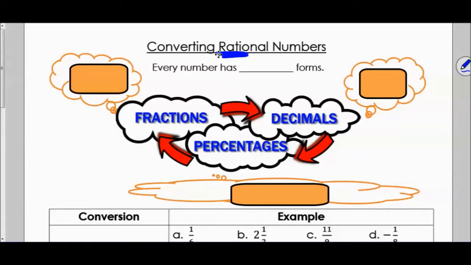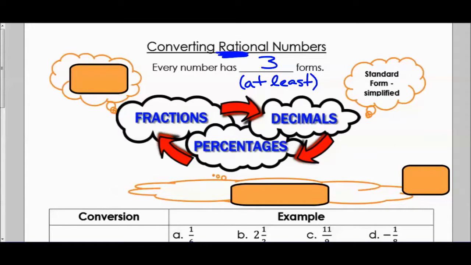Every single number has those three forms. And really, every number has at least those three forms. We'll see that you can represent even fractions in a variety of ways, decimals in a variety of ways. Okay. So let's start with decimals, since that is the standard form of a number. That's the standard simplified version of a number, and it's the one we start out with.